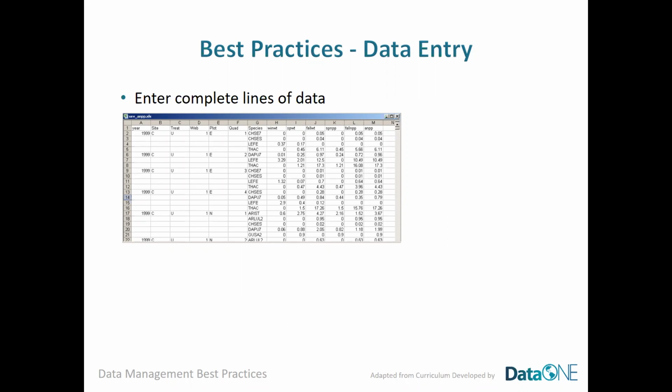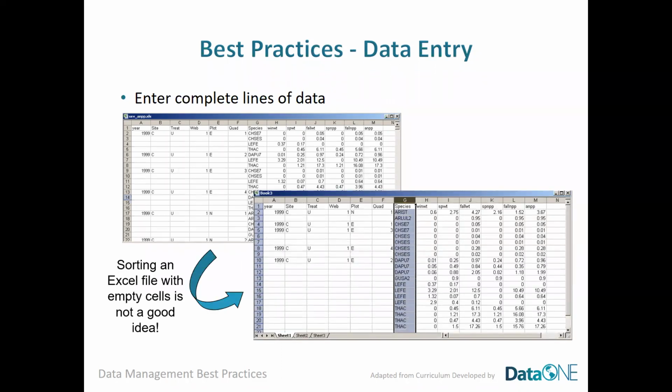However, if someone decides to sort on species, it's no longer clear which species maps to which time period or to which measurements, and this could make the spreadsheet unusable. It's good practice to fill in all the cells when using a spreadsheet for data entry. So a best practice when inputting data within a spreadsheet is to enter complete lines of data so that the data are sorted on one column without loss of information.